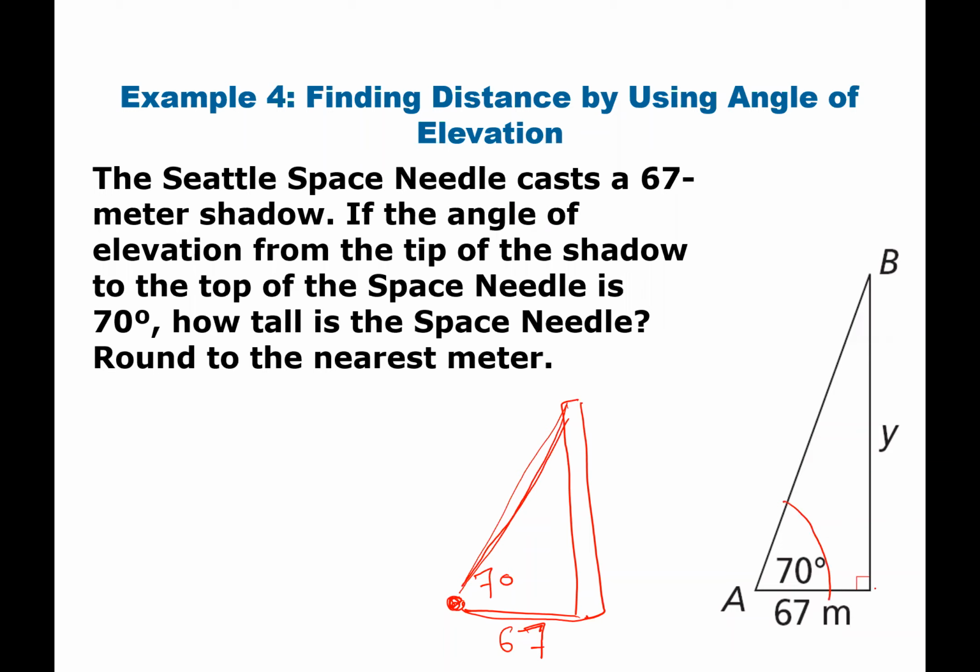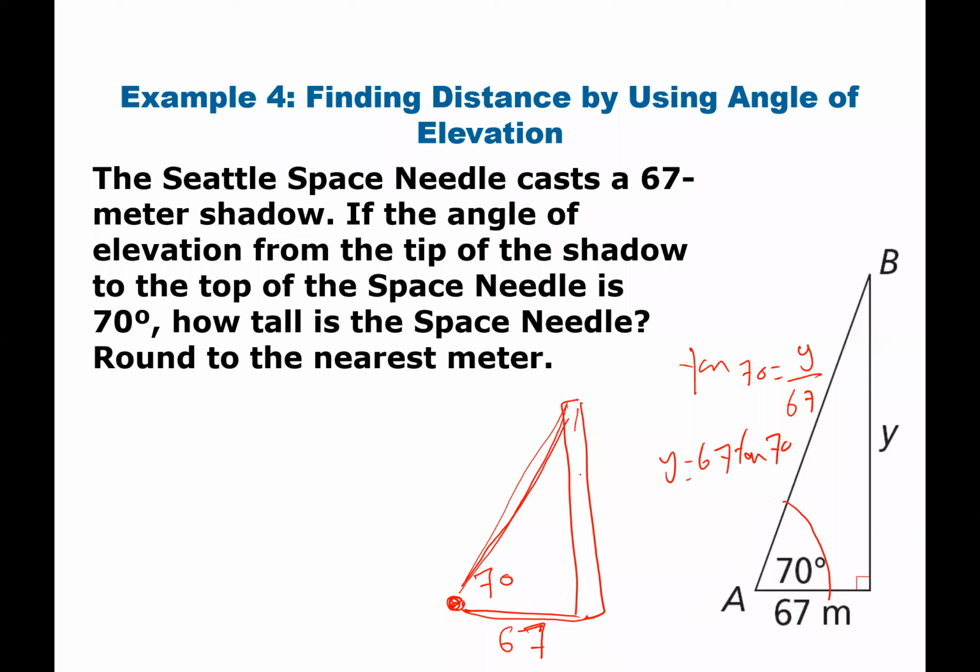How can you find y? Who can find y? Who can find the length of this opposite? Mister, do we use cosine? Cosine, you have opposite and adjacent. Tan. So tan 70 equals y over 67. Then y equals 67 tan 70.